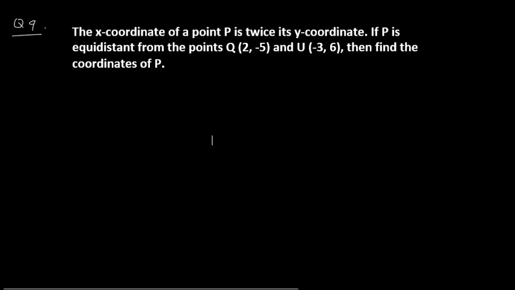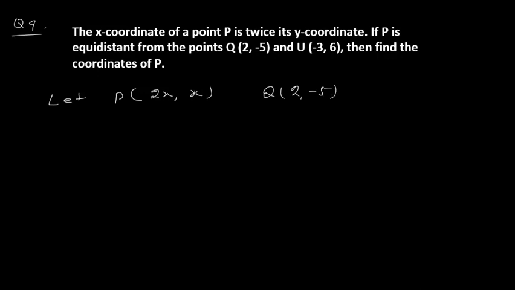Now question number 9. The x coordinate of point P is twice its y coordinate. If P is equidistant from Q and U, then find the coordinate of P. Okay, so the x coordinate of point P is twice the y coordinate. So I will say let P, x coordinate is twice the y coordinate. So if x coordinate is 2x, y coordinate is x. So P is this point. Q is given 2 comma minus 5 and U is given minus 3 comma 6.